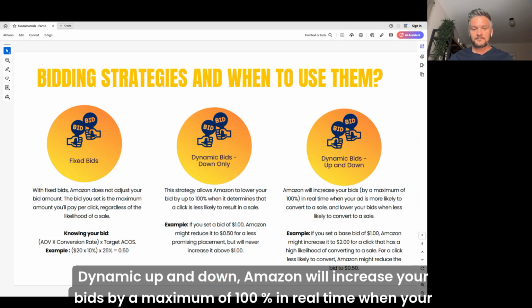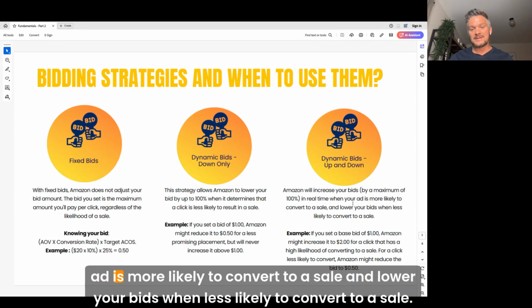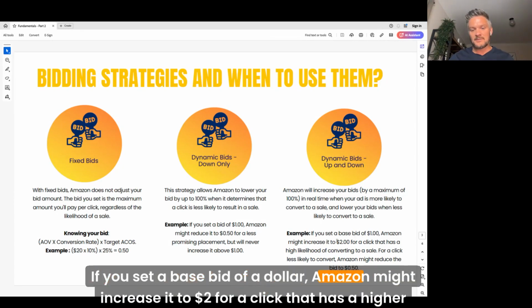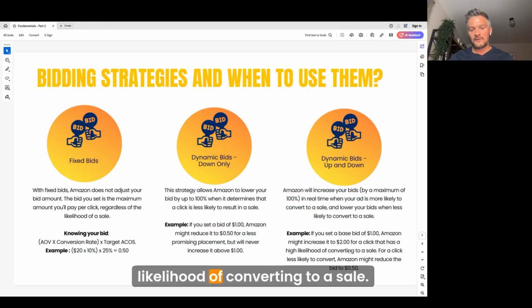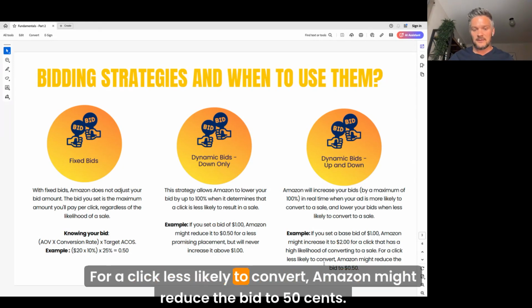Dynamic up and down. Amazon will increase your bids by a maximum of 100% in real time when your ad is more likely to convert to a sale, and lower your bids when less likely to convert to a sale. If you set a base bid of $1, Amazon might increase it to $2 for a click that has a higher likelihood of converting to a sale. For a click less likely to convert, Amazon might reduce the bid to 50 cents.